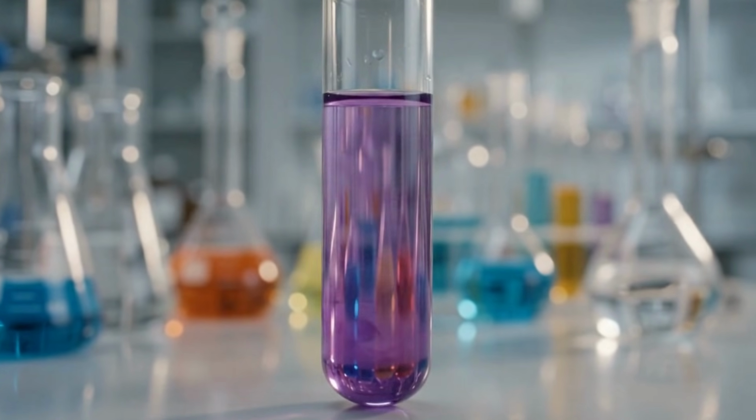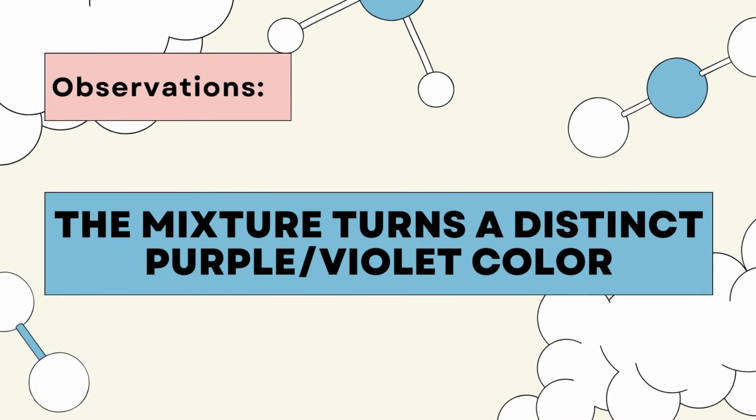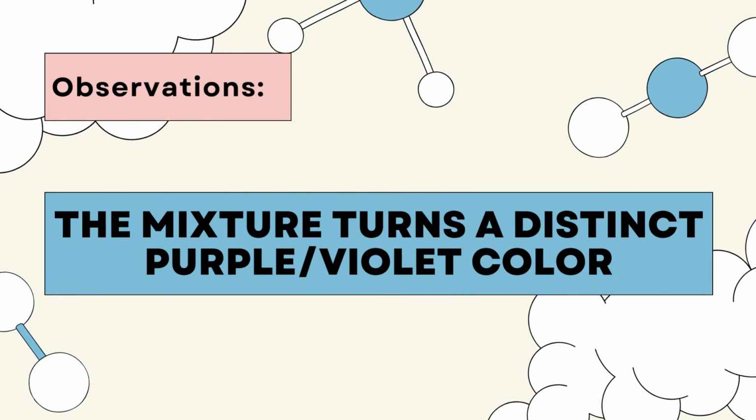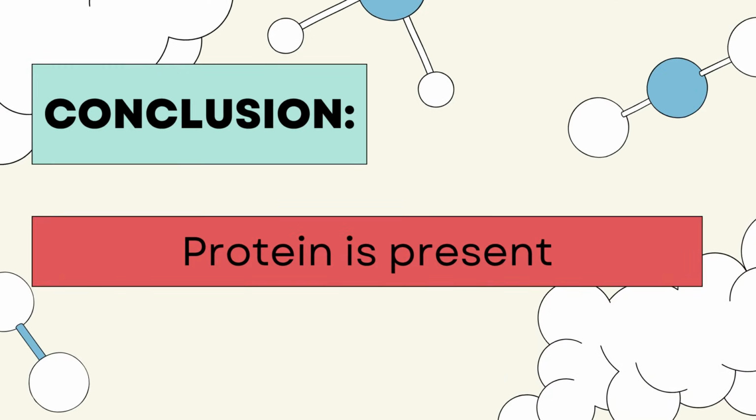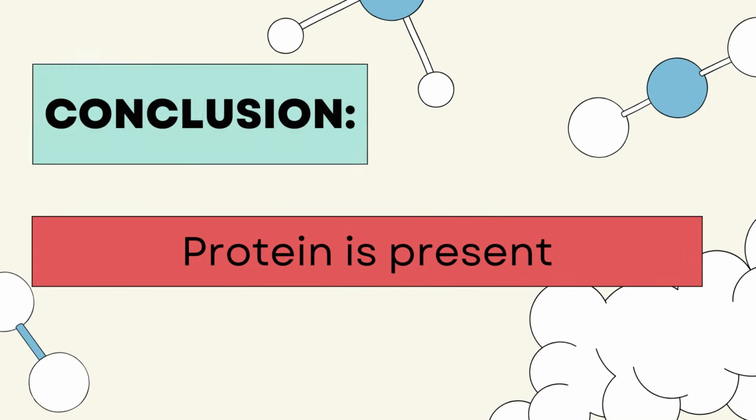As the reaction takes place, you will see a rapid and beautiful color change. The mixture transforms entirely, turning into a distinct purple or violet color. This vibrant purple or violet shift is the exact visual confirmation we are looking for. Our conclusion is clear: protein is definitely present in the sample.